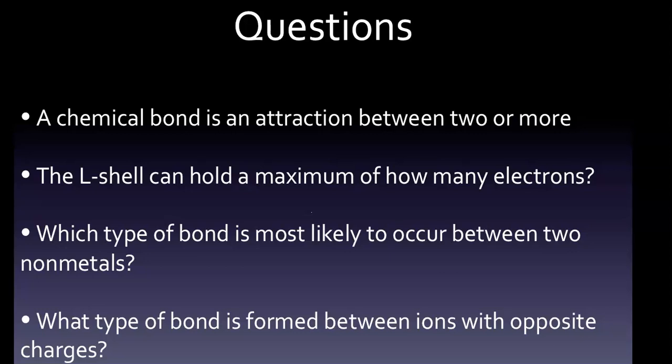L shell can hold a maximum of how many electrons? We want to be familiar with all of the shells: L shell, but also K shell, M shell, and N shell. Which type of bond is most likely to occur between two nonmetals? That's going to get into ionic and covalent bonding, and we want to know the difference there. What type of bond is formed between ions with opposite charges? Okay, so let's get it going.